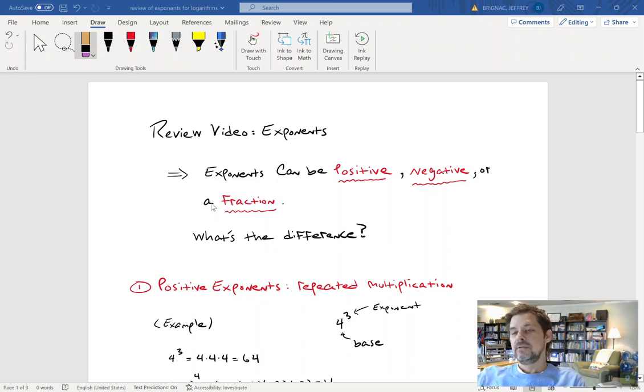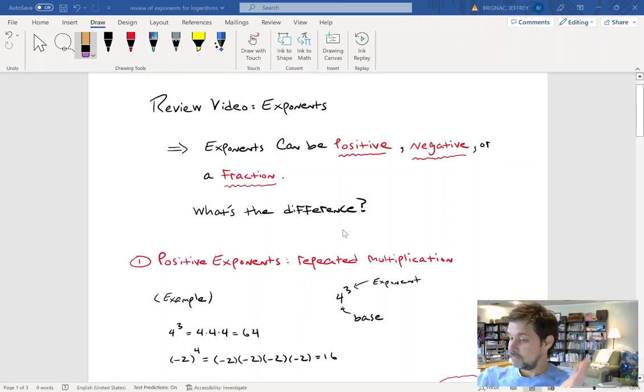Okay, so exponents can be positive, negative, or they can be a fraction, and I just want to talk about the differences between all of those and give you some examples, and like I said, just have it fresh on your mind in case you see this type of thing in the next unit.